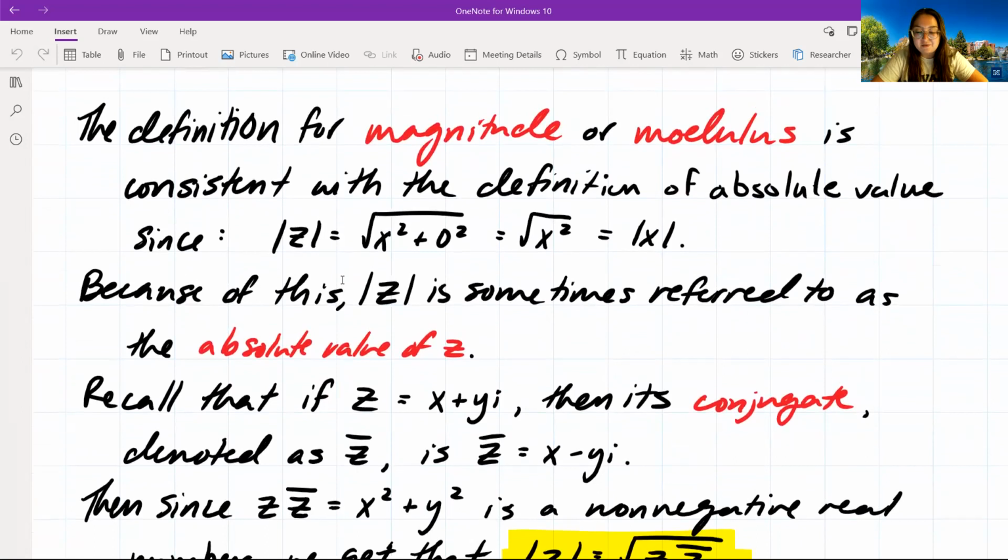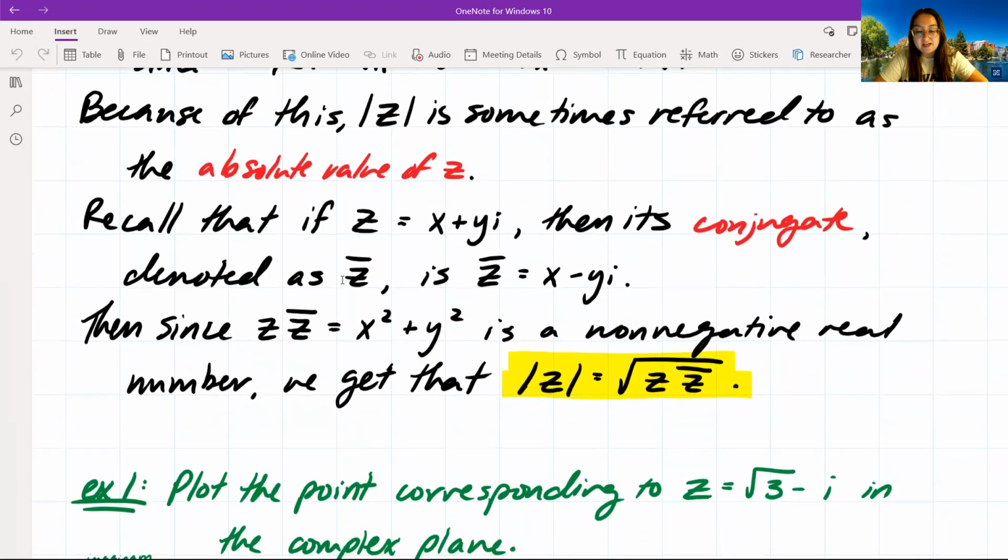The definition for magnitude or modulus is consistent with the definition of absolute value, since the absolute value of z is equal to the square root of x squared plus 0 squared if y was equal to 0, which is the square root of x squared, which is equal to the absolute value of x. So we have the magnitude or modulus of z is essentially the absolute value of x. Because of this, the magnitude of z is sometimes referred to as the absolute value of z. So sometimes we can refer to it as both absolute value and magnitude.